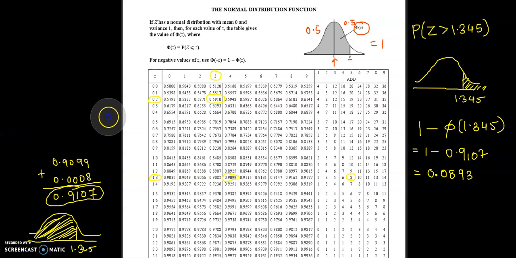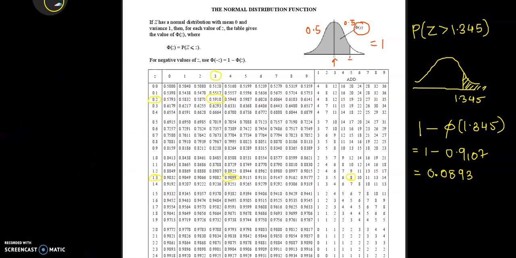Now let me tell you about some negative values. Suppose I have to find out for a negative value. The question is, find the probability z less than minus 1.345.